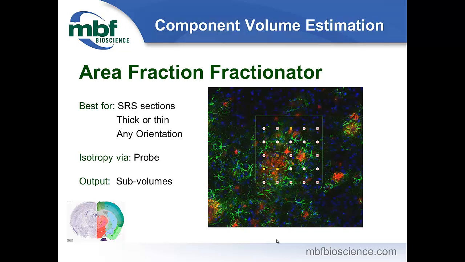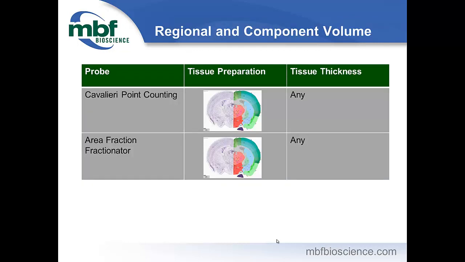So like the Cavalieri point counting, we're going to use SRS sections that can be cut either thick or thin because we're going to be operating on a single plane, actually. We're putting these points down on a thin image, so we don't need thick sections to do this. Yep, and they can be in any orientation. So the isotropy, again, is achieved via the probe, and your output is going to be a subvolume. So the amount of cortex occupied by plaques is a way of representing the data that you will obtain using this type of probe. Okay, let's summarize volume and cross-sectional area estimates.